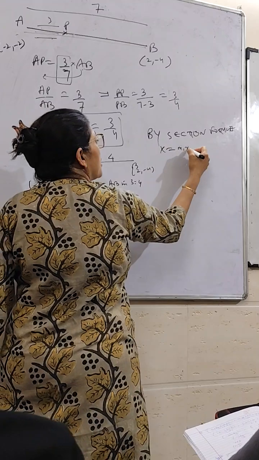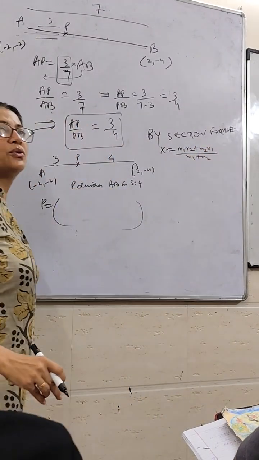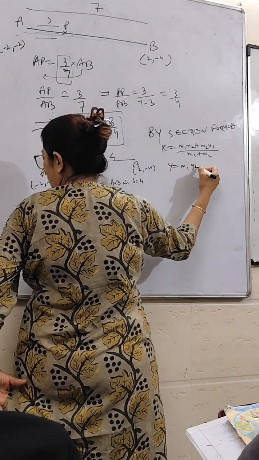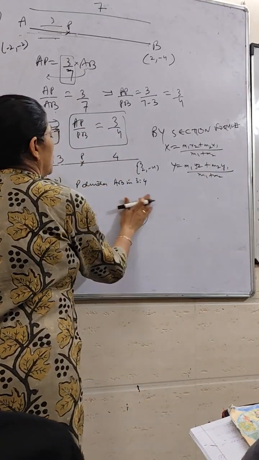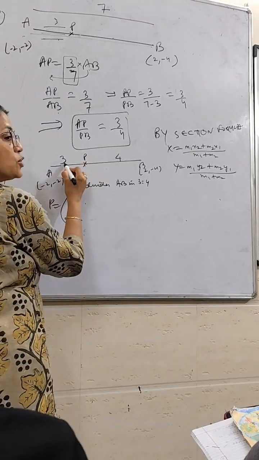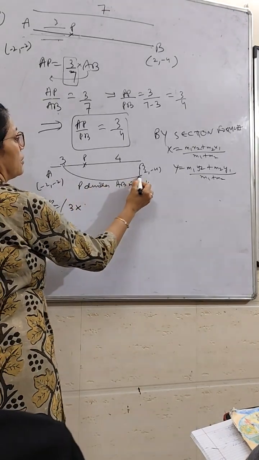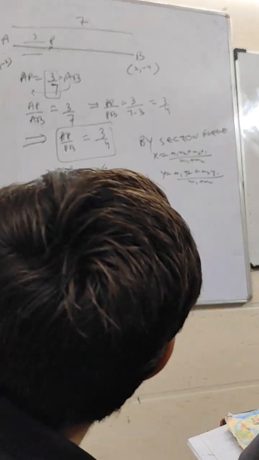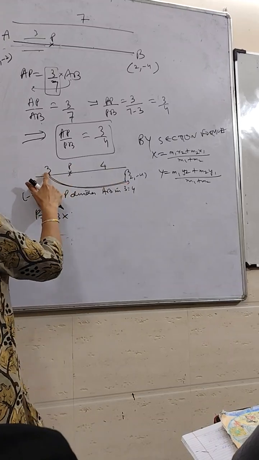x is equal to (m1 x2 plus m2 x1) over (m1 plus m2). Correct? And what is y? (m1 y2 plus m2 y1) over (m1 plus m2). So 3 into, speak, 3 into m1 x2. The ratio goes with its own point.